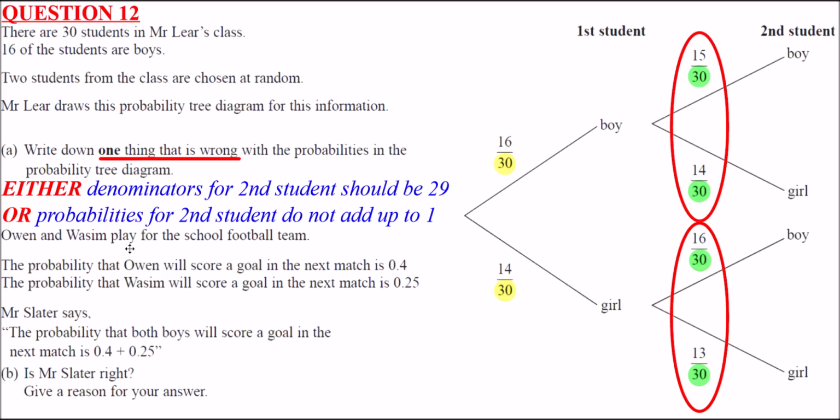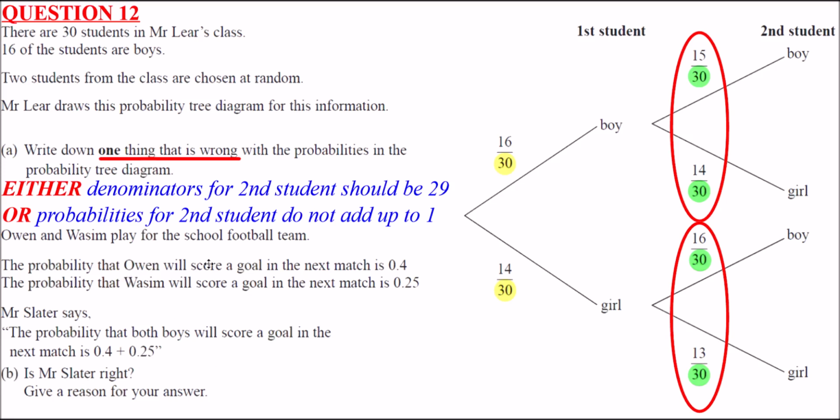The next part of this, part B. Owen and Wasim play for the school football team. The chance that Owen scores a goal in the next match is 0.4, but the chance that Wasim scores a goal in the next match is 0.25. Mr. Slater reckons that the probability that both boys will score a goal in the next match is 0.4 plus 0.25. Is he right? Give a reason for your answer.